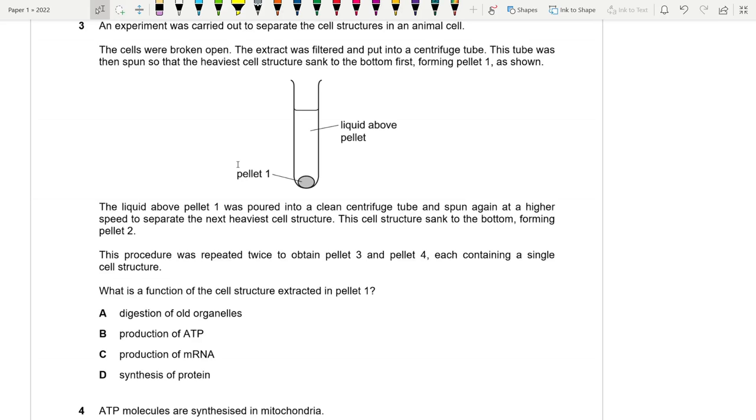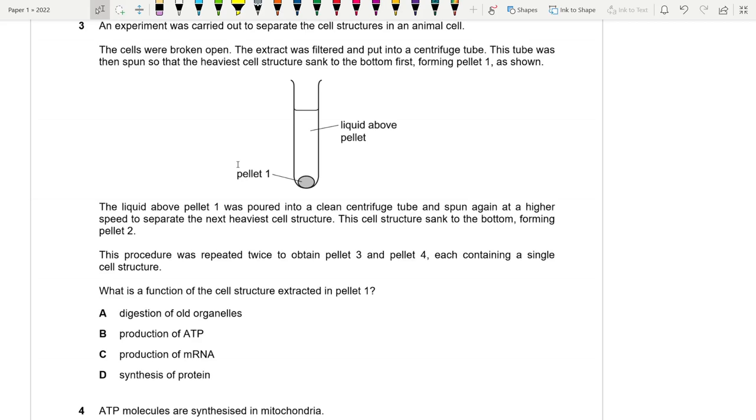So you guys need to understand something. What is the basis of separation of these pellets? Mainly in the centrifuge machine, what happens is the heaviest one will sink to the bottom first.